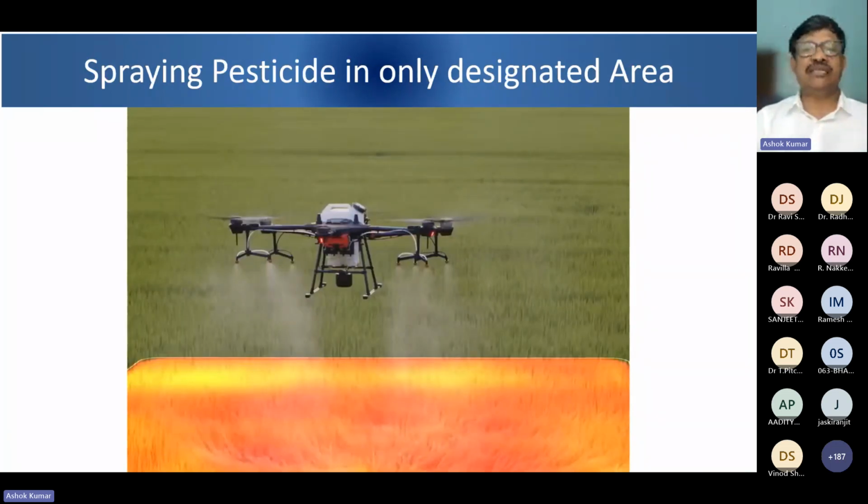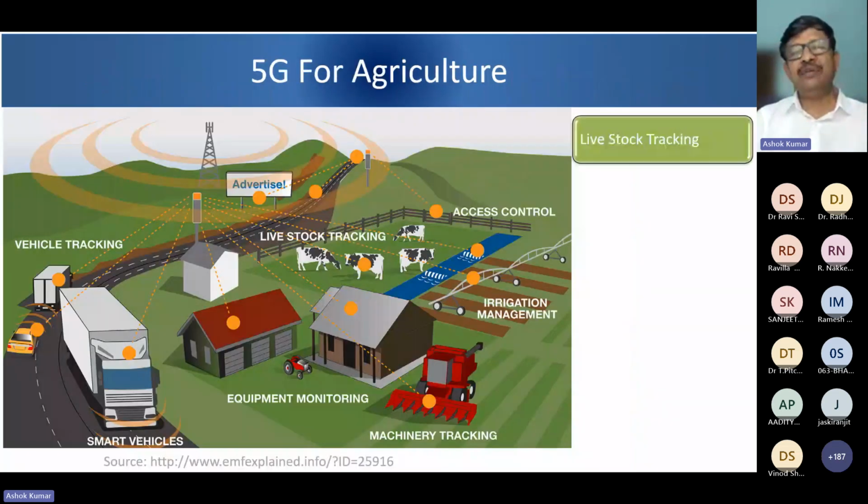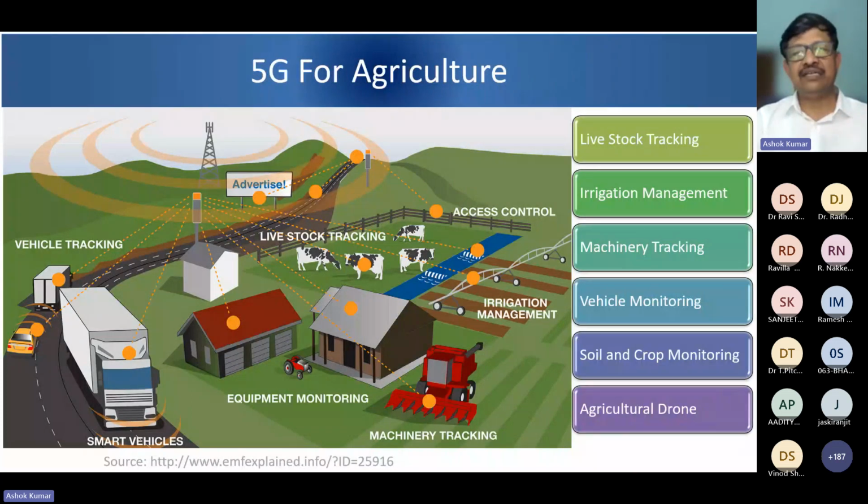Similarly, you can do precise pesticide spraying in a designated area, because if you have taken plant-level data and analyzed it, you know which particular area requires pesticide. Instead of spraying pesticide across the whole field, as we generally do today, I can spray only a dedicated area. So this could also be an experiment we can do in our lab. There can be many use cases in agriculture, be it livestock tracking, irrigation management, machinery tracking, soil and crop monitoring, agricultural drones, and so on.